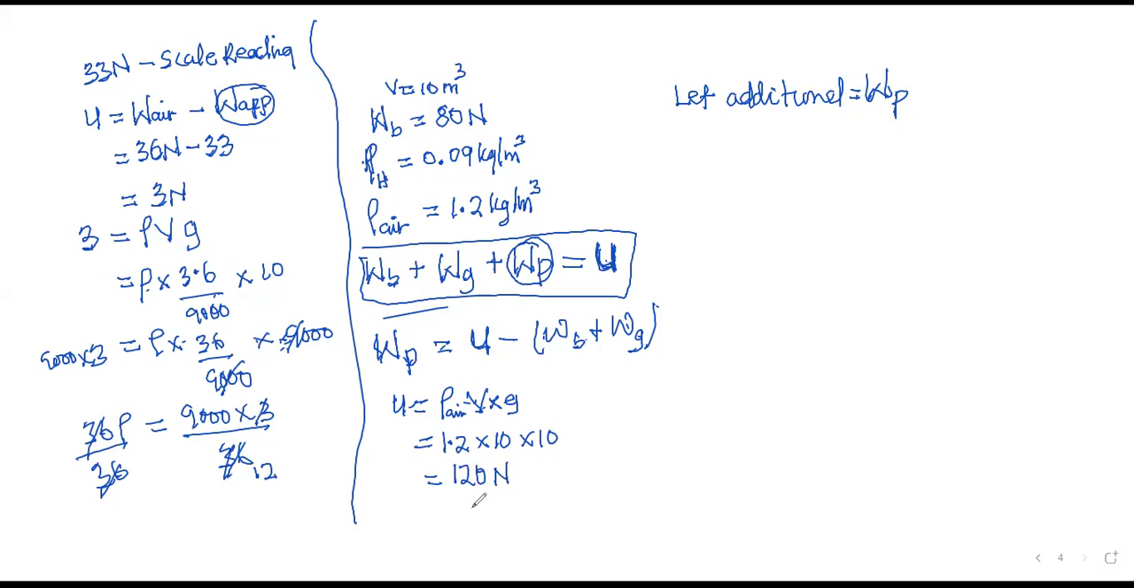Please, did you get that? Yes, sir. Okay, so we have the weight of the balloon. So let's determine the weight of the hydrogen gas. That will also be the density of the hydrogen gas times volume of hydrogen gas times gravity. Density of hydrogen gas is 0.09. What about the volume of the hydrogen gas? What will be the volume of the hydrogen gas? 10. Why 10?